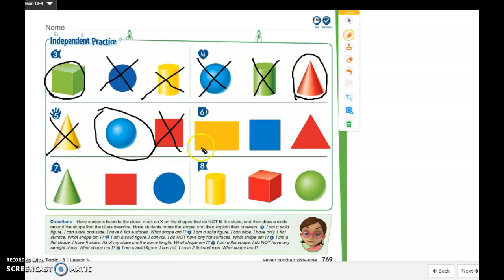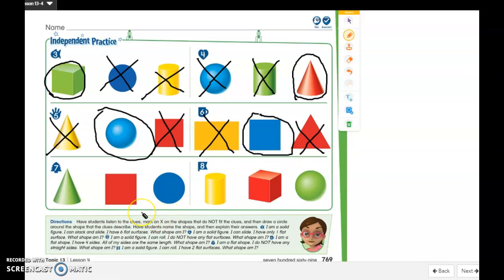So now let's look at number 6. Oh, you might notice right away they're all what? Flat. Number 6. I am a flat shape. I have 4 sides. All of my sides are the same length. What shape am I? Well, who doesn't have 4 sides? It's a triangle. Who doesn't have all sides the same length? Rectangle. So my answer is my fancy rectangle, the square.